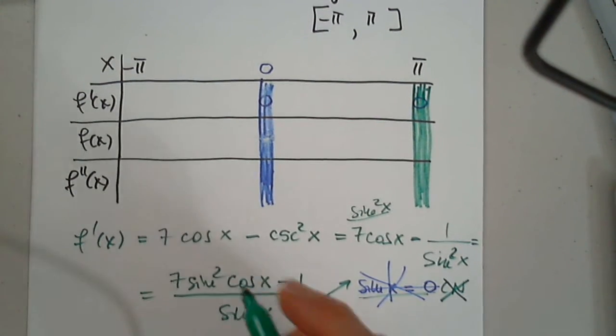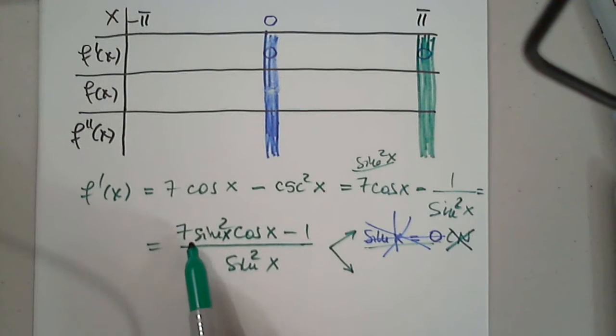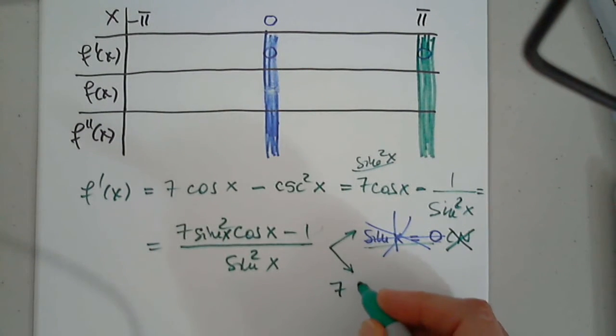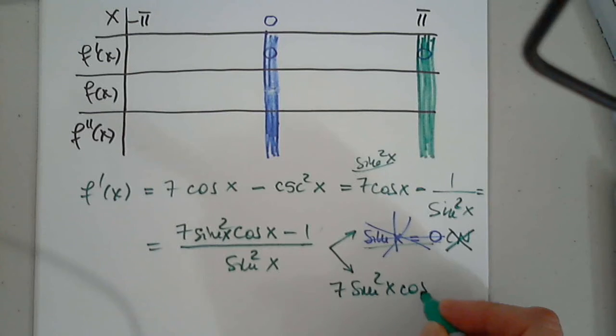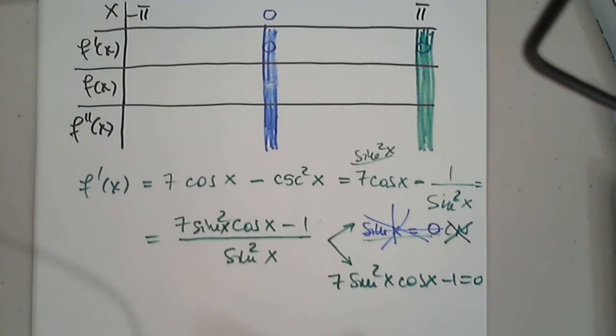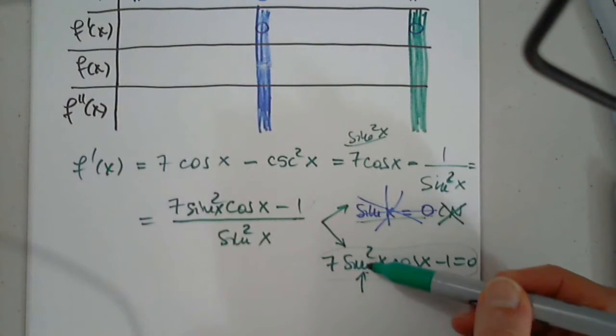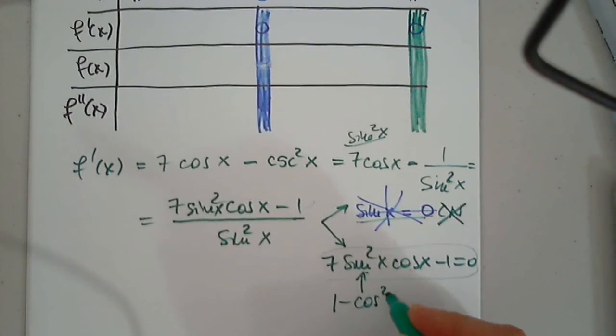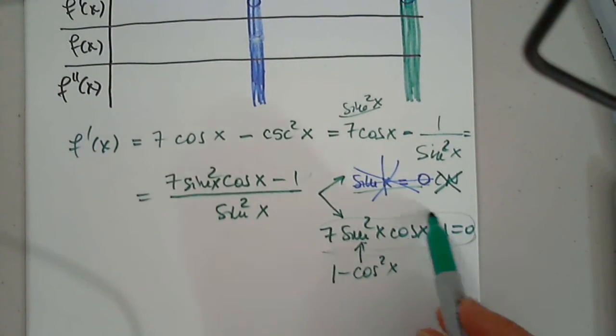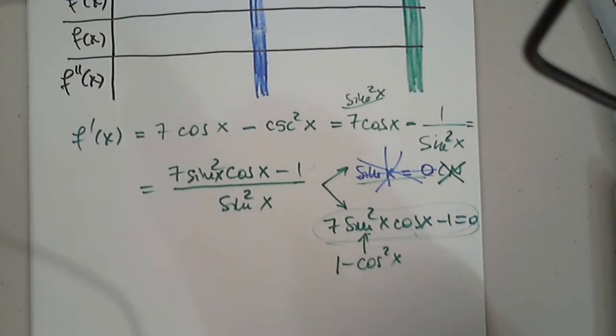Okay, so then critical numbers will only come from 7 sine squared x cosine x minus 1 equals 0. It's not a friendly function at all. So what I can do here is change this. I can't solve a trig equation with 2 trig functions. So I have to change this into 1 minus cosine squared to eventually have only one trig function in it.